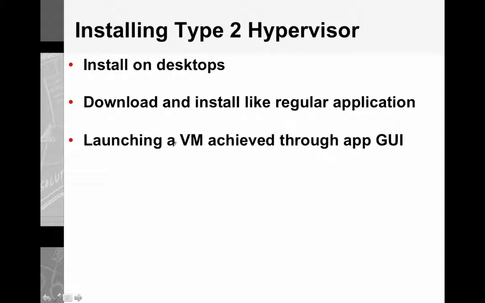Now let's talk about installing a Type 2 hypervisor. When it comes to Type 2 hypervisor, like I said, all you have to do is install it on top of the desktop. So you have your Mac or your Windows machine, you just download something like Oracle VirtualBox, install it, and then you run your operating system within that.